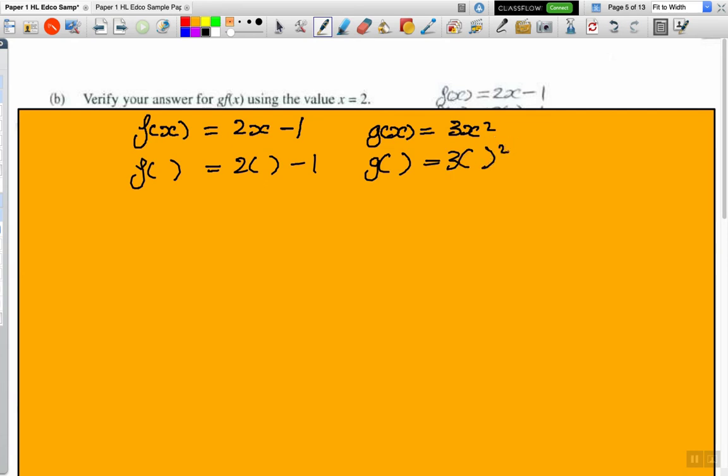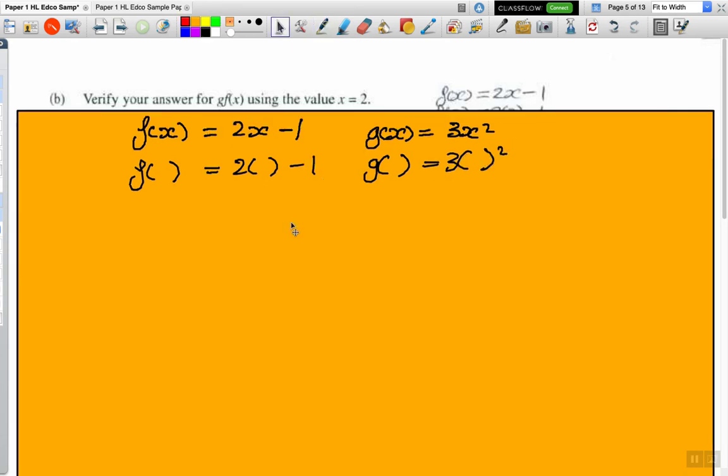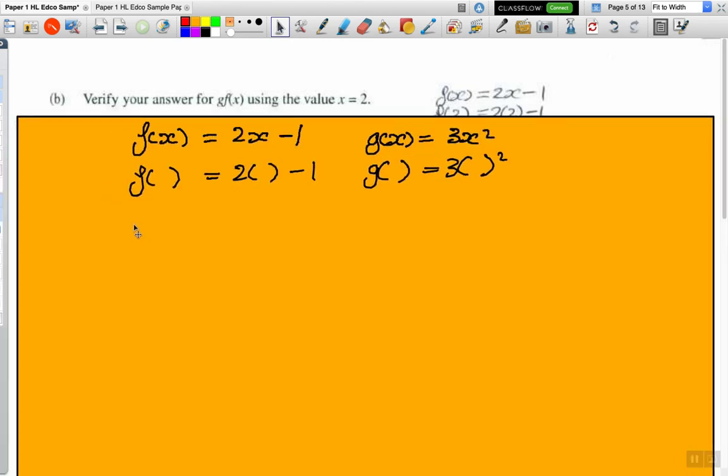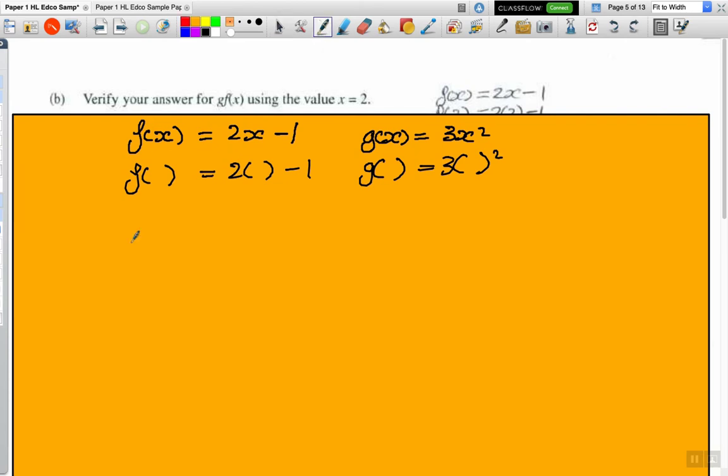The empty bracket method. And what we're going to do now is we're trying to work out gf of x. So we've got gf of x when x is equal to 2. So we've got gf of 2, and this is what we've got to work out. So how do we do this? Well, we need to work out what f of 2 is.